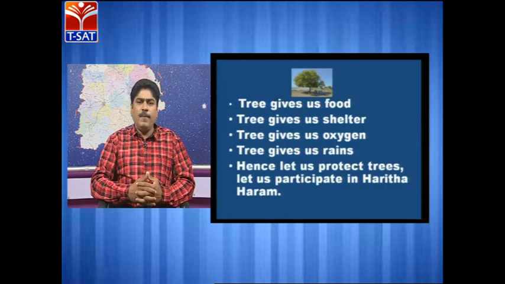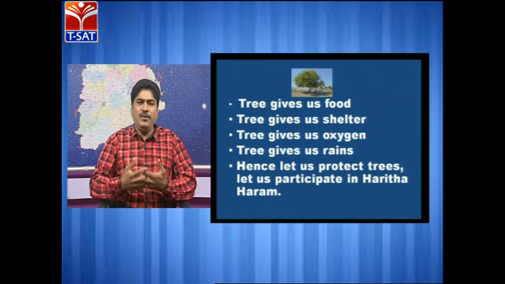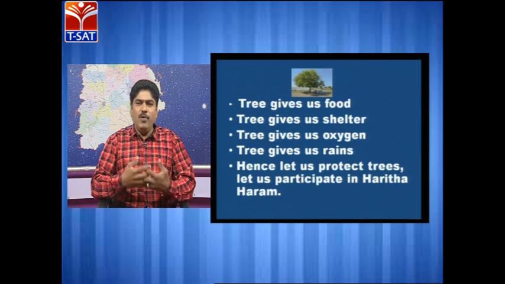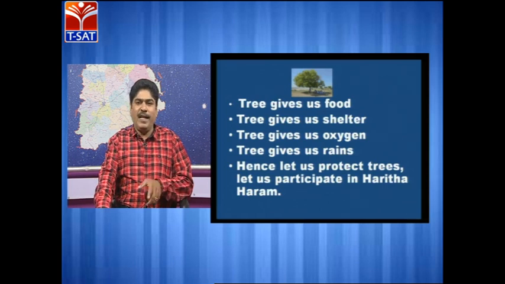And here I would like to convey one message about the importance of trees. Tree gives us food, tree gives us shelter, tree gives us oxygen, tree gives us rain. Hence let us protect trees, let us participate in Haritaharam. Here, by repeatedly using the word tree, I am giving more prominence. I am giving a message to listeners to understand the importance of trees, inspiring, motivating and encouraging people to protect trees. I am using anaphora, one of the figures of speech.